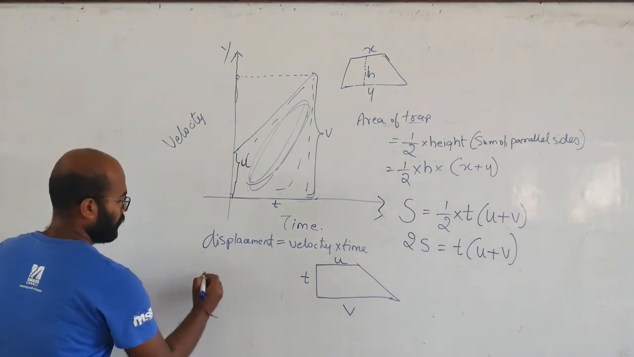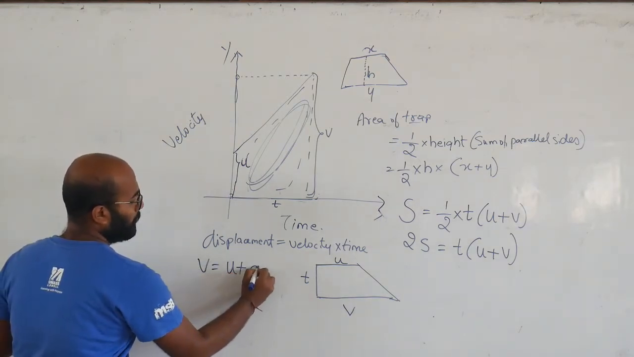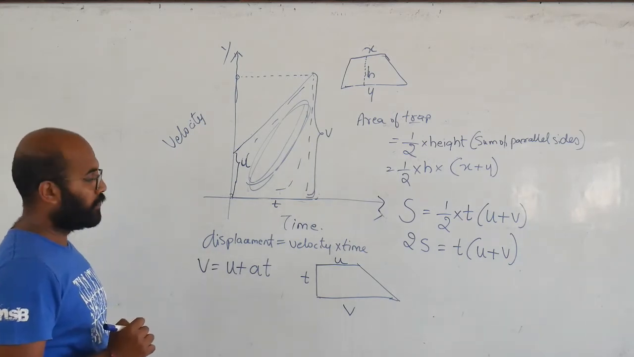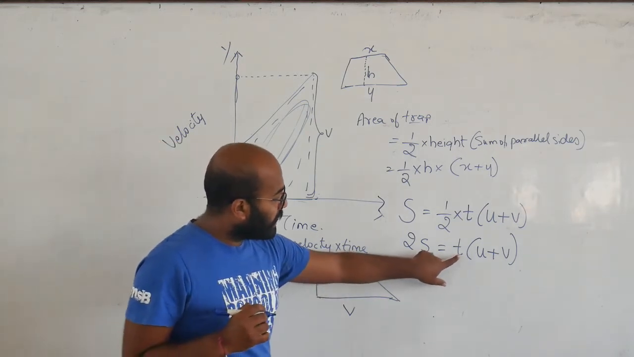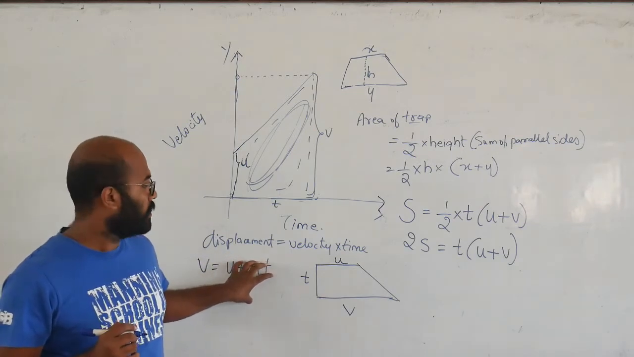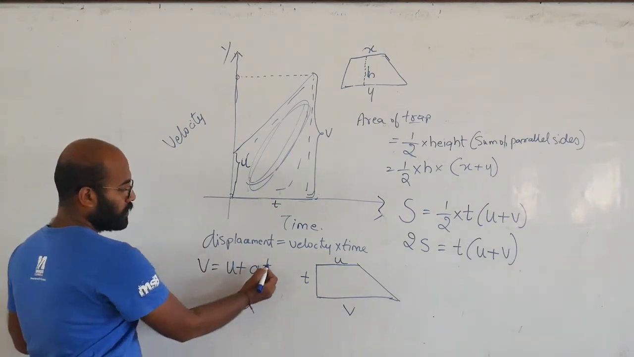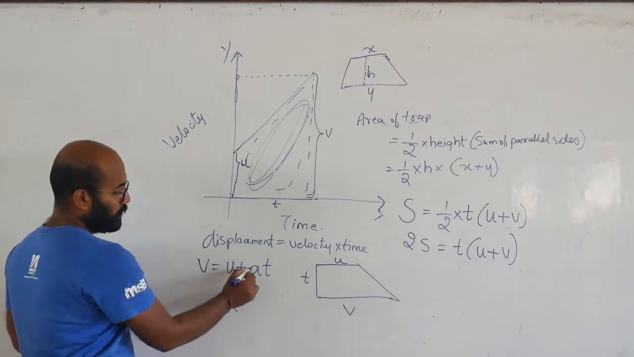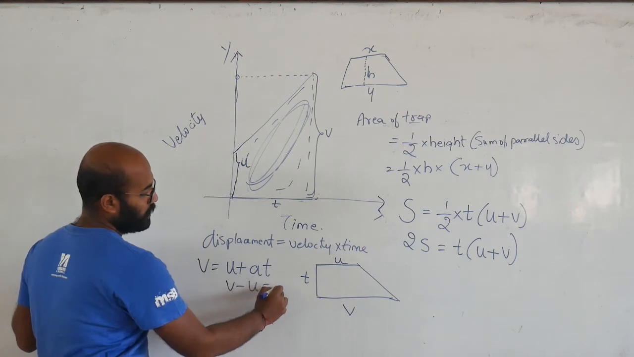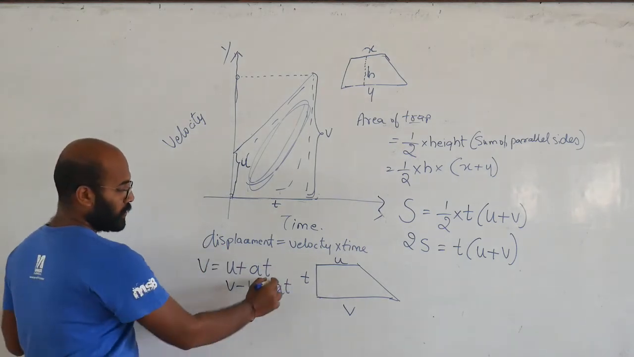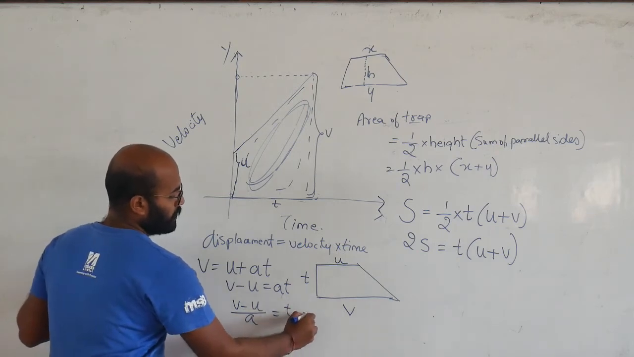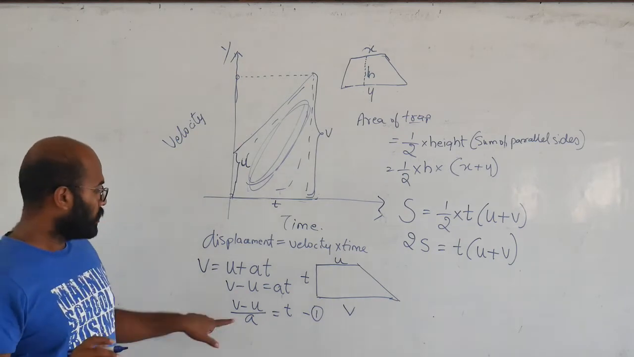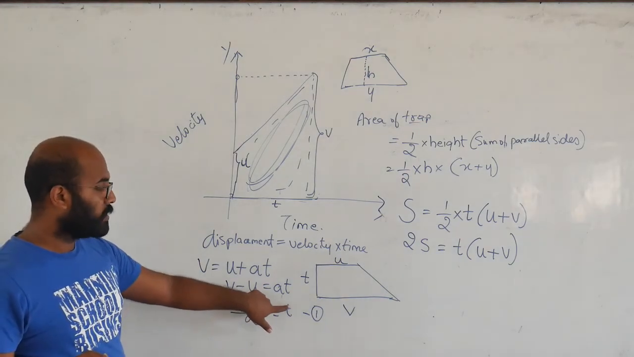That equation is v is equal to u plus at. In place of time, I need to substitute something else, so I take this equation. Send u to this side, so v minus u is equal to at. Then send a down, v minus u divided by a is equal to t. Let me take this as equation 1. So v minus u by a is equal to time.